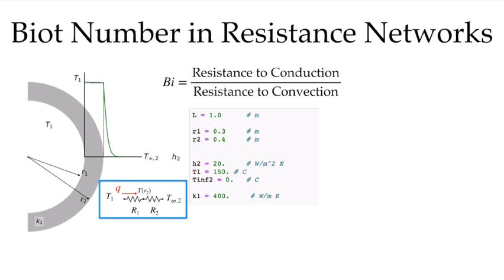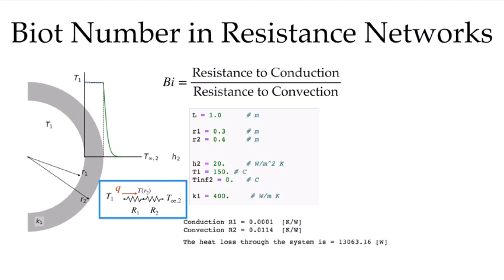Given these parameters here, I can, of course, evaluate these resistances. Now here I've done this correctly using the resistance definition for cylindrical coordinates because our area is increasing from r1 to r2, and these are the correct values. Having done that, we can see that it's just over 13 kilowatts per unit length of this pipe that is being lost under these particular circumstances.